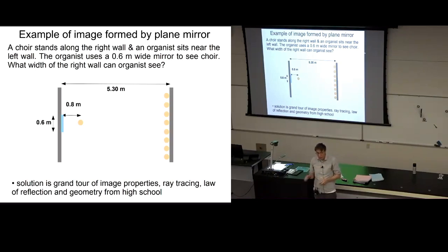To solve this problem of how much of the wall the organist sees by looking in this mirror, this is kind of a tour of what we've done today. It's a tour of image properties in planar mirrors. It's a tour of ray tracing, in this case for planar mirrors. It's a tour of the law of reflection, which we've used constantly during today's class, and also, you'll be very pleased to know, it's a tour of high school geometry that we all love and remember. Some of us think, oh, I never took that class. I understand that also.